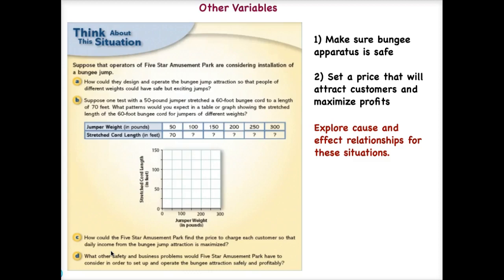Or at what point are we charging too little and we have a huge line of customers? And then finally, D, what other safety and business problems would Five Star Amusement Park have to consider in order to set up and operate the bungee attraction safely and profitably? So at this time, pause the video, go through these questions in your mind, maybe even sketch some answers on your paper.